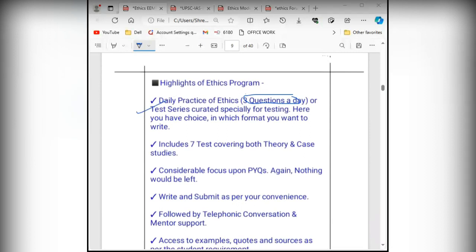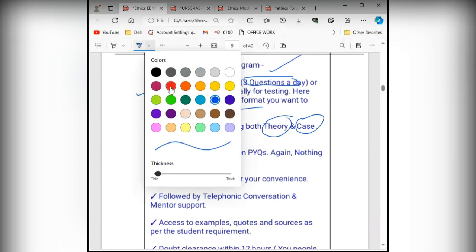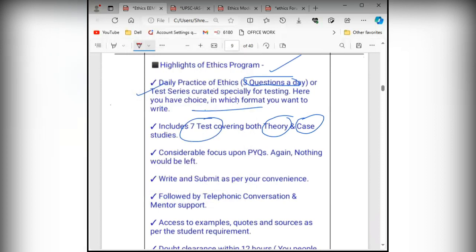If you wish to write full length, you can write a full length test. If you feel you're at the initial stages of your preparation and can't write in a single sitting, you can write just 2, 3 or 4 questions. There are 7 tests included, in which we would be covering part A and part B. Both parts would be covered, since ethics is comprised of 2 parts.